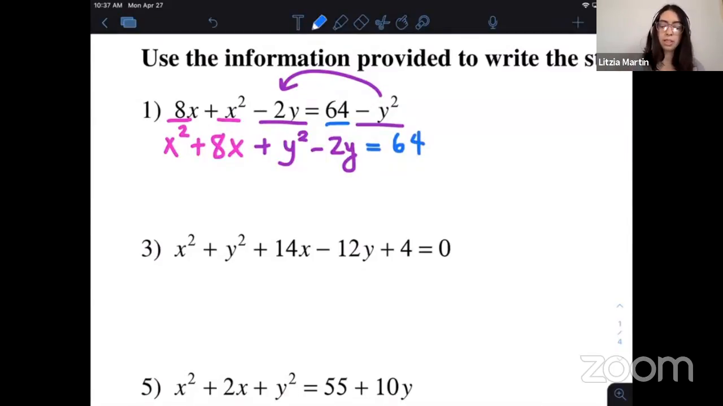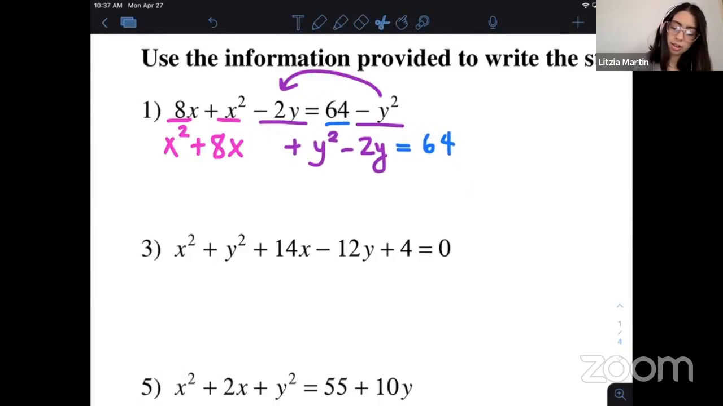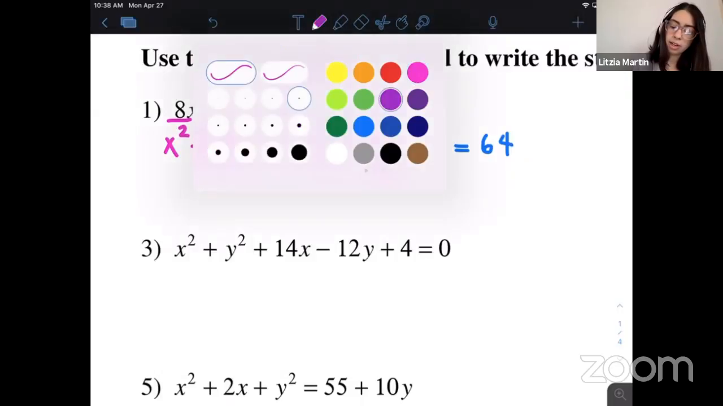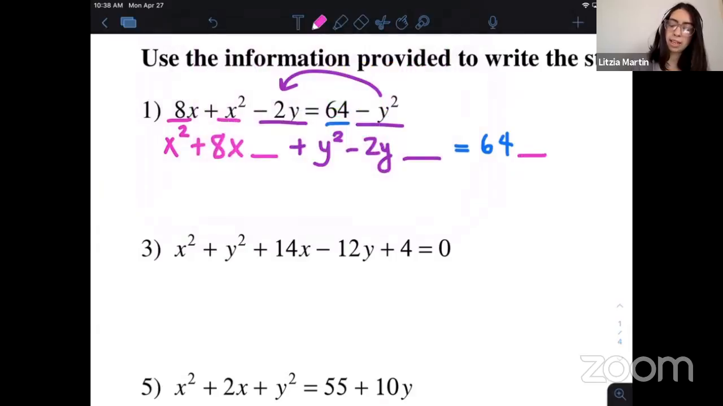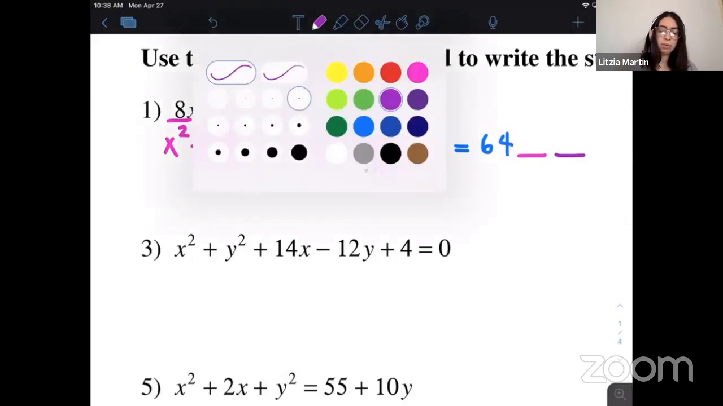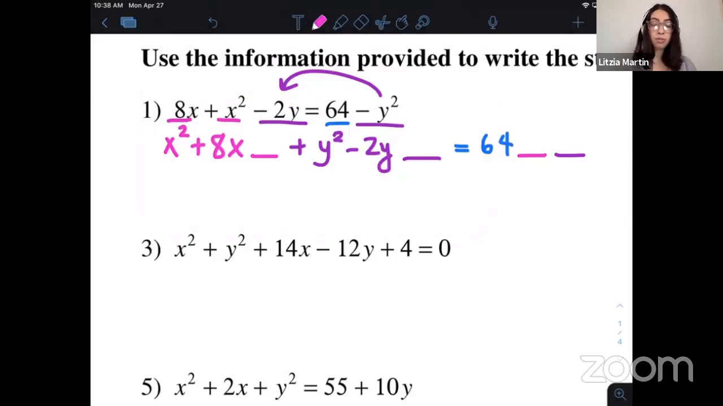So there is the separation, and I'm actually going to leave room here for the x's and the y's to complete the square. So we're going to need to figure out that value there, that value there, and remember, we end up adding it to the other side. So that's the setup. Now we're going to find each of those values.